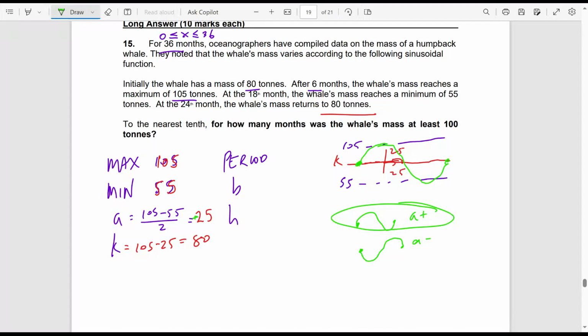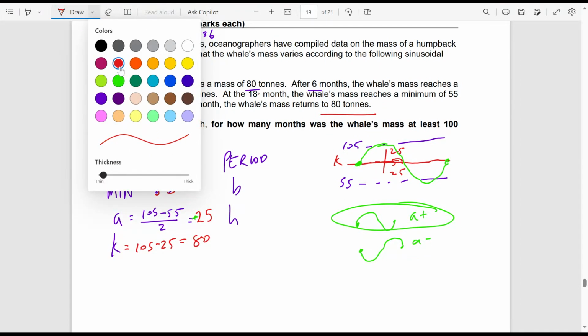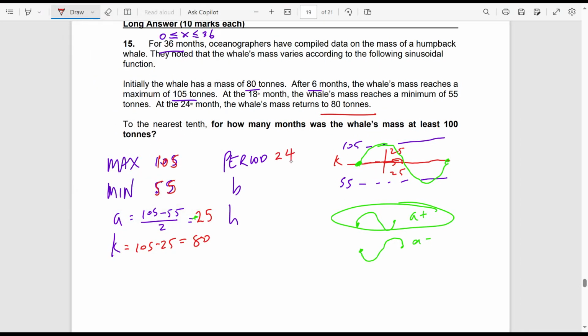So then now we can go back to that point that you made, Jody, that at 24 months, it returns to 80 tons. So that value, 24 months, is your period length, because we're looking at from beginning to an end, when it returned to something. So 24 months. Now I can find B by going 2 pi over 24, which is just pi over 12.